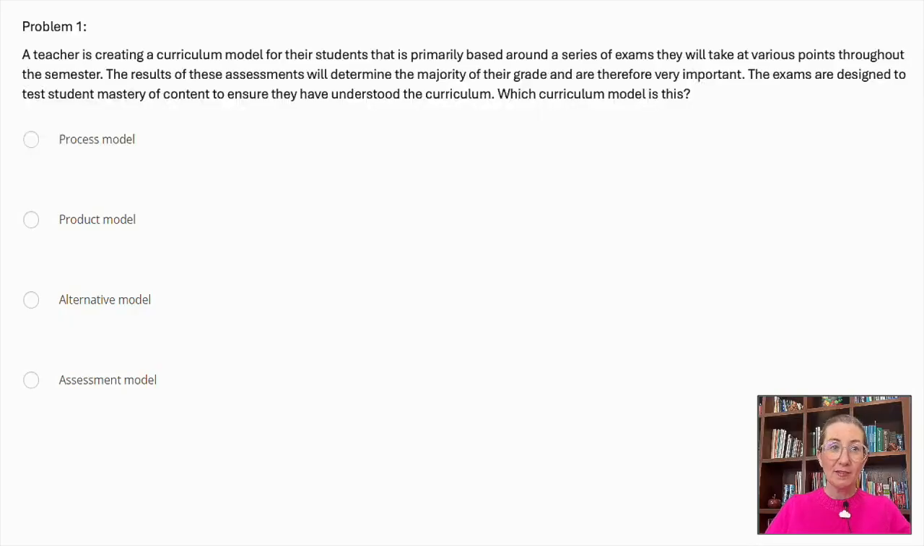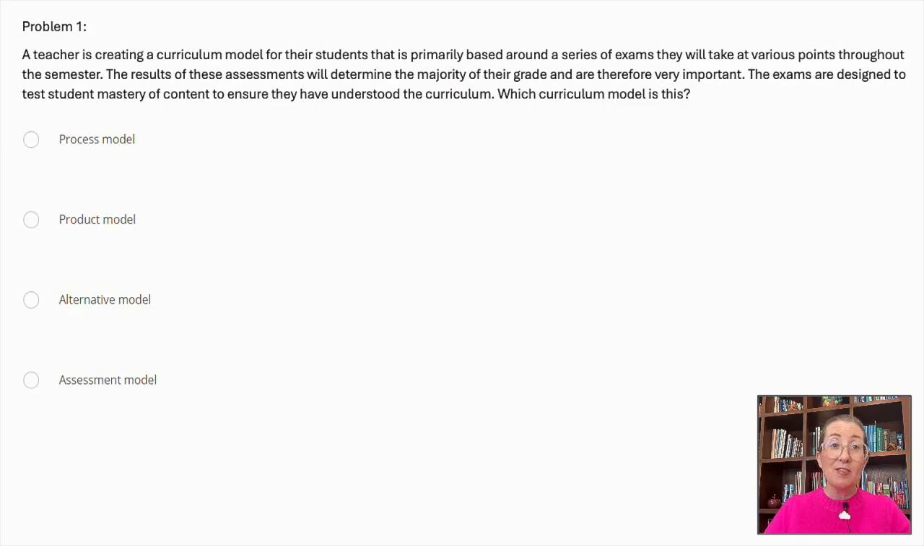Problem number 1. A teacher is creating a curriculum model for their students that is primarily based around a series of exams they will take at various points throughout the semester. The results of these assessments will determine the majority of their grade and are therefore very important. The exams are designed to test student mastery of content to ensure they have understood the curriculum. Which curriculum model is this?